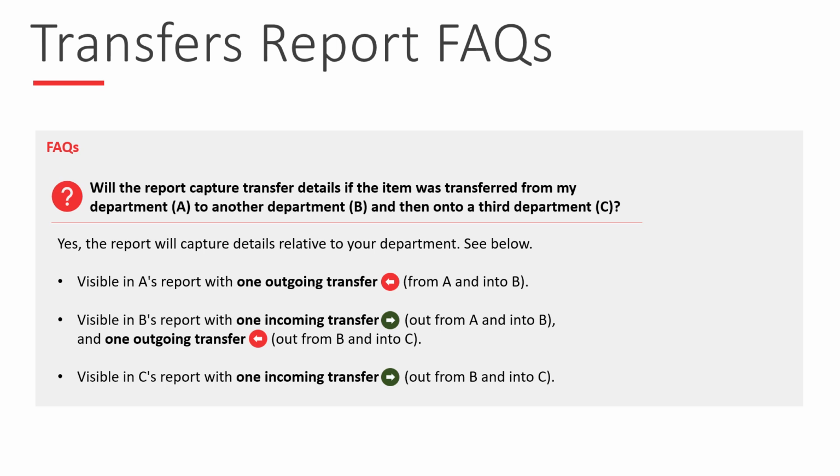It's visible in B's report with one incoming transfer, out from A and into B, and one outgoing transfer, out from B and into C. And then lastly, it's visible in C's report with one incoming transfer, out from B and into C.